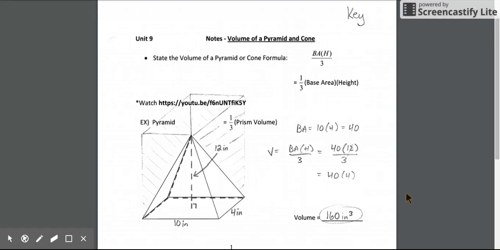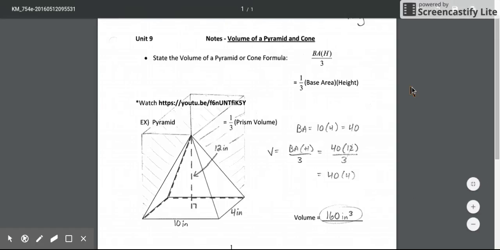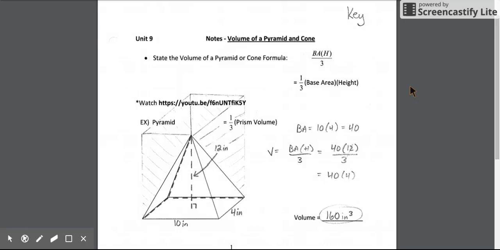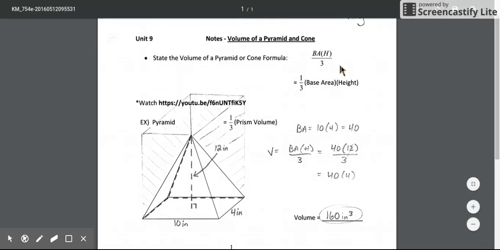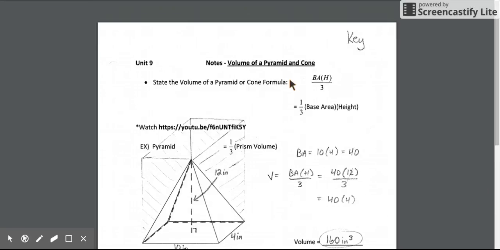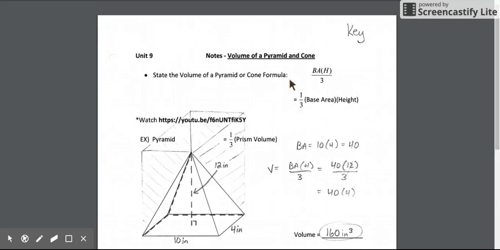In this video, I'm going to be doing some examples of finding volume of a pyramid and cone. As it turns out, we use the exact same formula to find the volume of either shape. And there are lots of different reasons that you can use to explain why.